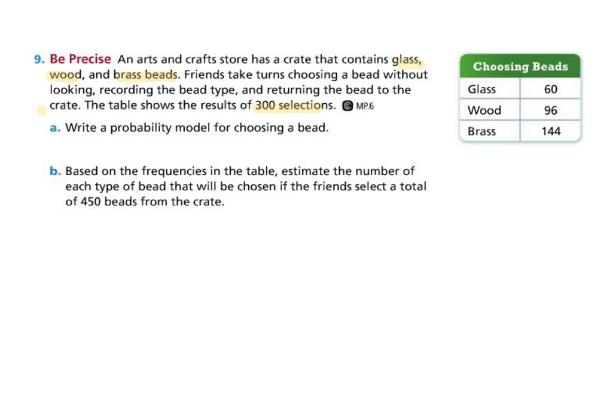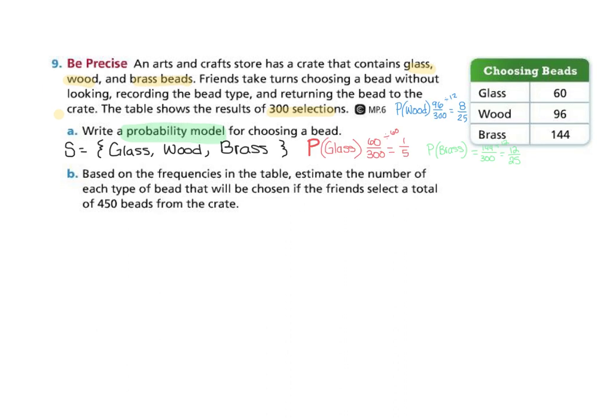Okay, remember your probability model consists of 2 things. That's the sample space and then the probabilities of those events within that sample space. So let's take a moment and write out our sample space. Alrighty, so I listed your sample space for you, which was glass, wood, and brass. I found the probability of the glass by looking at my chart. I noticed there were 60 pieces, so that 60 went on top. Out of how many total beads? 300. So that's what I did for each.